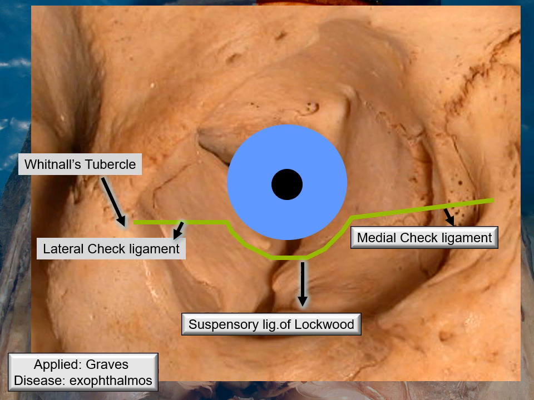Sometimes the eyeball can be protruding out in a condition known as Graves' disease, where it is known as exophthalmos. However, this is more a metabolic condition, and this sign has got nothing to do with damaging of the integrity of the suspensory ligament of Lockwood. That was a discussion on the orbit.